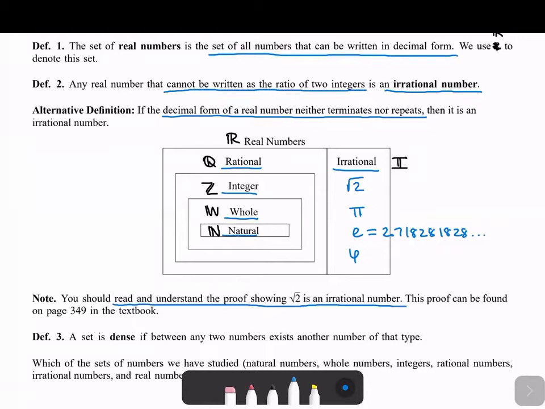Yeah, so go read that example. Example 1, page 349, shows why square root of 2 is irrational.